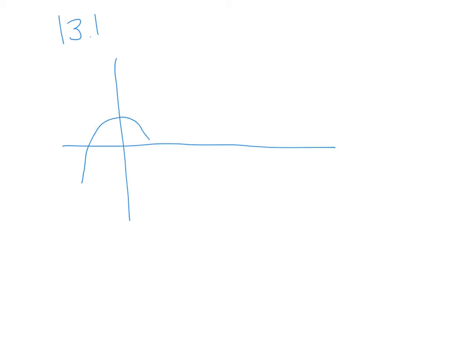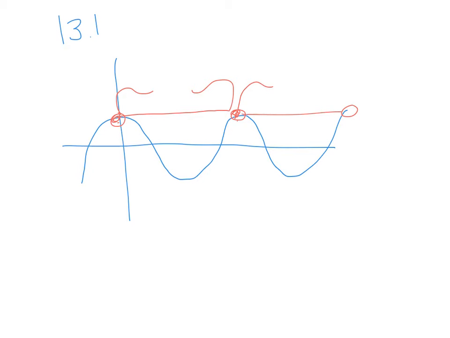13.1 had us starting out looking at periodic functions. A function is periodic if the x and the y start to repeat. This function, although it's not drawn great, is periodic because there's a pattern to it with the x and the y. You can check the period on the x-axis by checking the distance between two similar points on the graph. You could check this distance, and this would be the period, which would be the same thing as this distance from here to here.